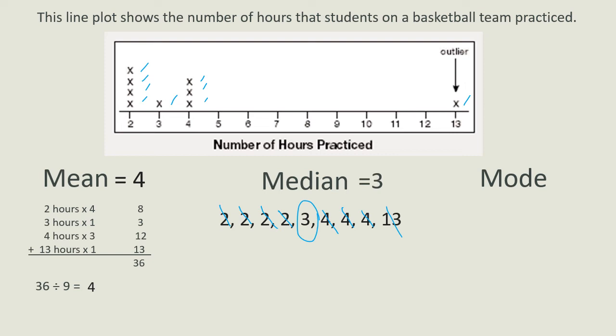Now for mode, probably the simplest to find. Mode is the number that occurs most often. The number 2 occurs 4 times, so the mode is the number 2.